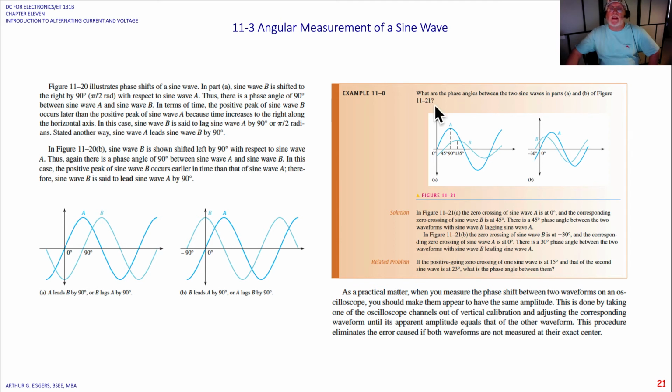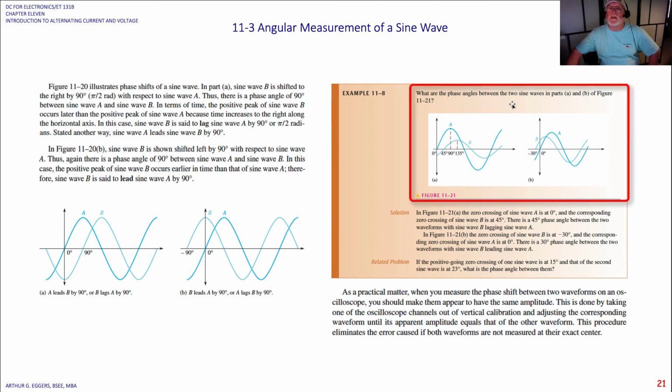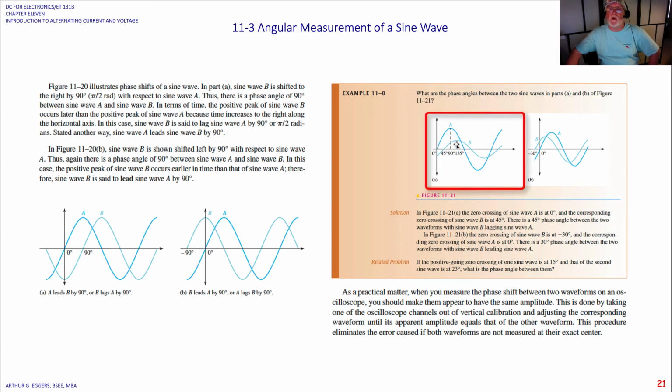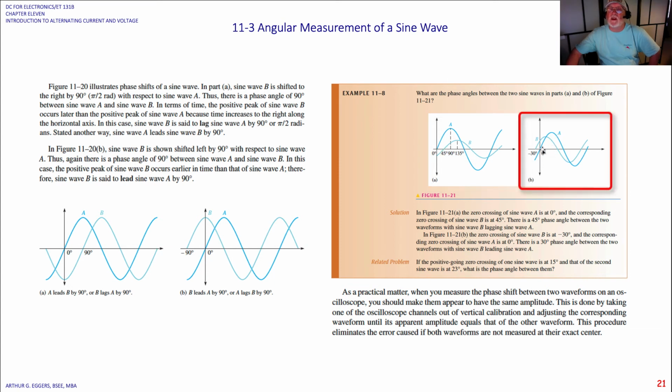So if we look at the example here, what are the phase angles between the 2 sine waves, parts A and B? If we look at part A, we've got 2 sine waves. They both have different amplitudes, but you can see that B is shifted so that its starting point is 45 degrees off from A. If we look at B over here, we've got A crossing at the 0, but B is 30 degrees negative off from A.